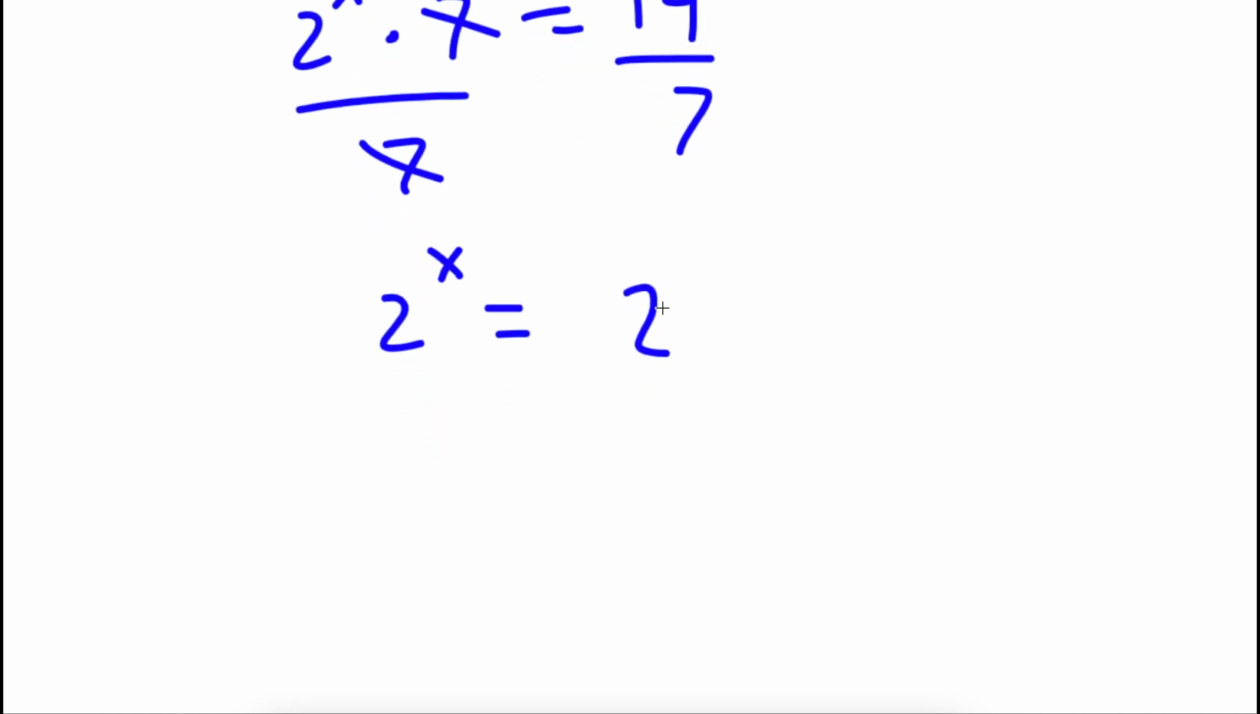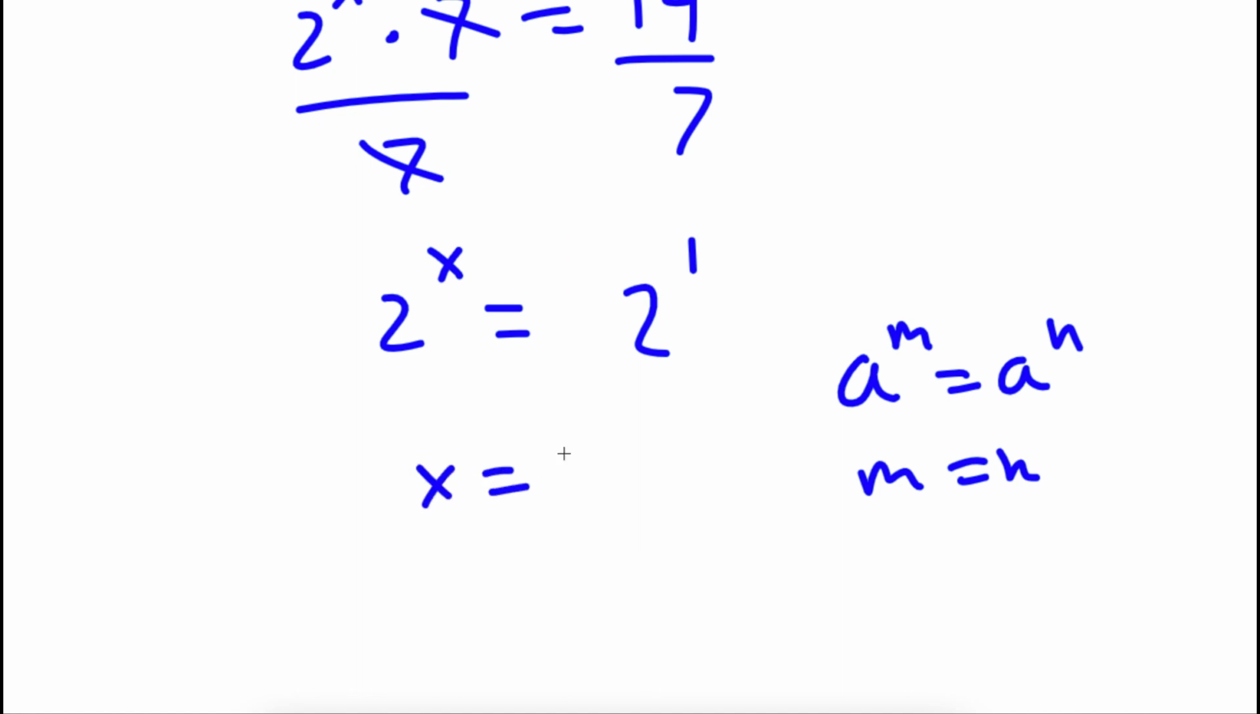And 2 here, this is the same thing as 2 to the power of 1. If I have something in the form a to the power of m is equal to a to the power of n, then this means that m is equal to n. So in this case, x is equal to 1.